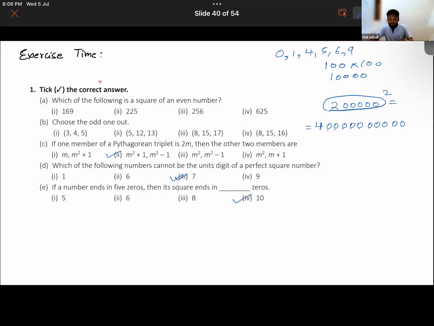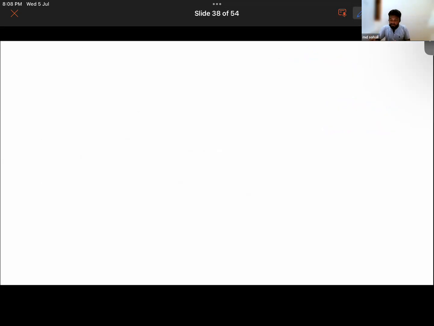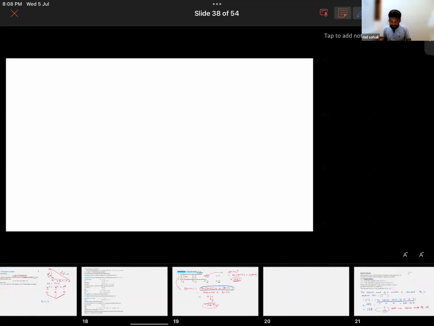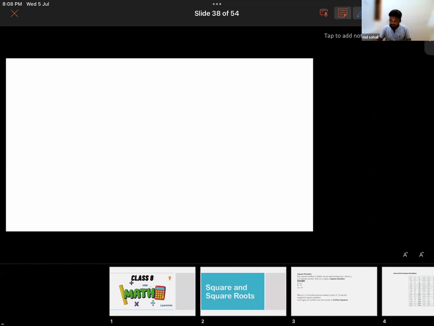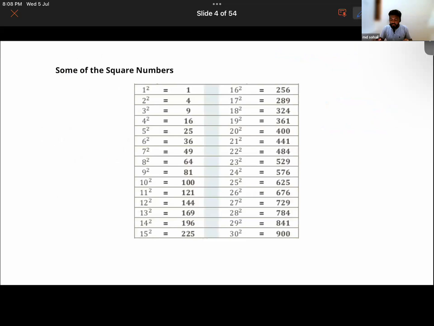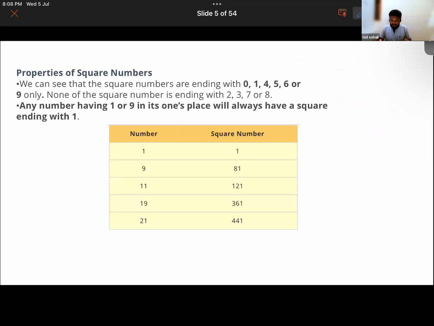Okay, so with this the chapter completes. In 5 minutes I'm going to give you a quick revision of what we have discussed so far in the chapter. We talked about square numbers. You guys clearly know what a square number is. These are some square numbers.